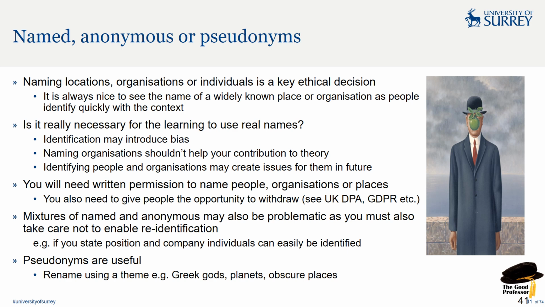The mixtures of named and anonymous may also be problematic, as you've got to be careful not to enable re-identification. So if somebody says, no, I don't want to be named, but you named their organisation and their position, well, it's pretty obvious who they are. And so they can easily be identified. Actually, any 3 points of data can often point to an exact individual.